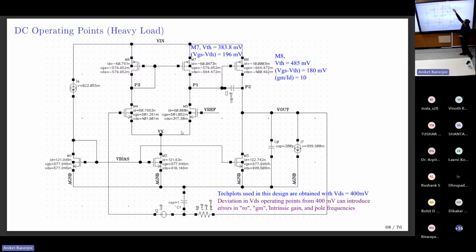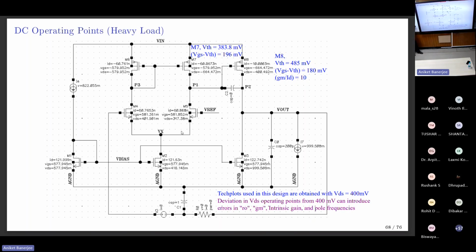You get the same overdrive voltage. What is the overdrive? GM by ID we designed with 10, right? Overdrive voltage around say 180 millivolts in the previous cases. Even for this low quiescent current design you get similar numbers. And for the 60 nanoampere and 120 nanoampere designs also you meet around an overdrive of 180 millivolt. So this is the methodology we used. This works even for nanoampere currents, 120 nanoampere and 60 nanoampere.